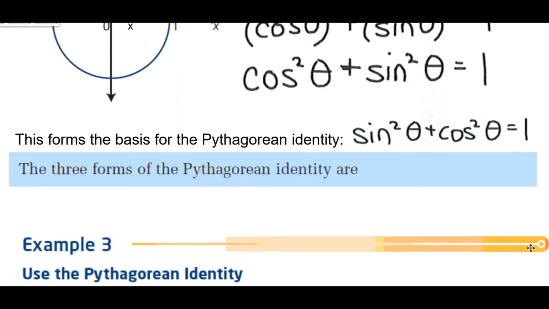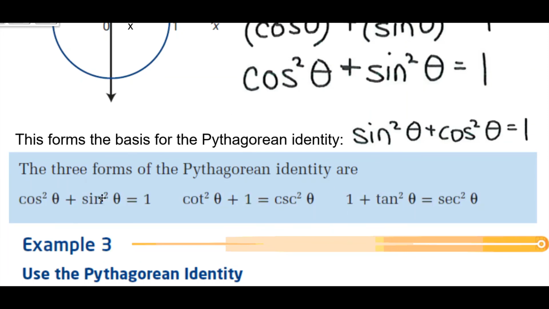So there are actually 3 forms of the Pythagorean identity. They are cos squared plus sine squared equals 1, cotangent squared plus 1 equals cosecant squared theta, and 1 plus tan squared equals secant squared.